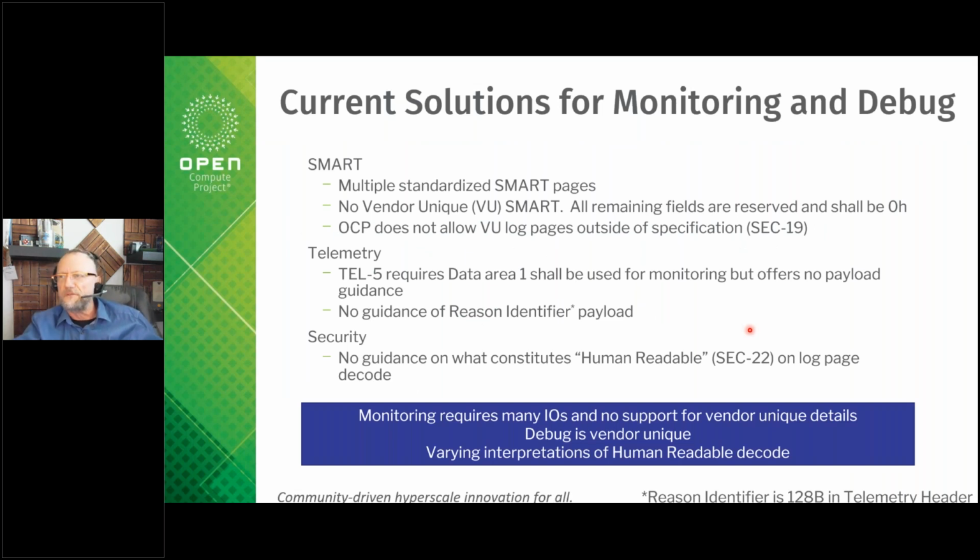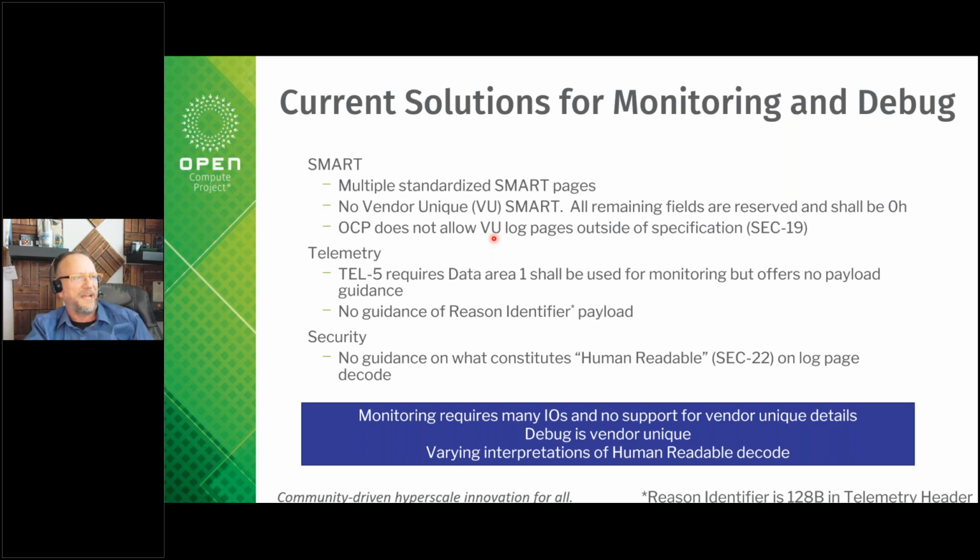So the current solution for how we do monitoring, and I would argue predominantly health monitoring, but there's also other kinds of monitoring we'll discuss in a bit, as well as the debug. Today there are multiple standardized SMART pages, which means you're going to have to probe multiple pages to get a complete picture for monitoring. There's no opportunity for anything vendor unique inside of the SMART. Both sets of SMART pages require that all remaining fields are reserved and shall be set to 0. And OCP has an additional requirement, SEC 19, that does not allow vendor unique log pages outside of the specification. So this pretty much says that you can have only a one-size-fits-all sort of telemetry or monitoring strategy today.